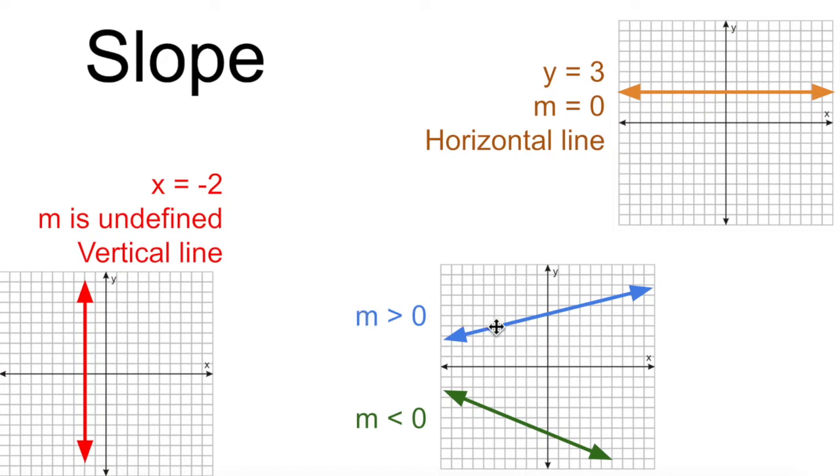And two other instances of slope: slope can be positive or greater than 0, like in this blue line. We see that the line angles up and to the right. And slope could be negative or less than 0. And here we see in this green line, slope is angling down and to the right. So if slope is downward angling to the right, slope is negative. If slope is angling up and to the right, then slope is positive.